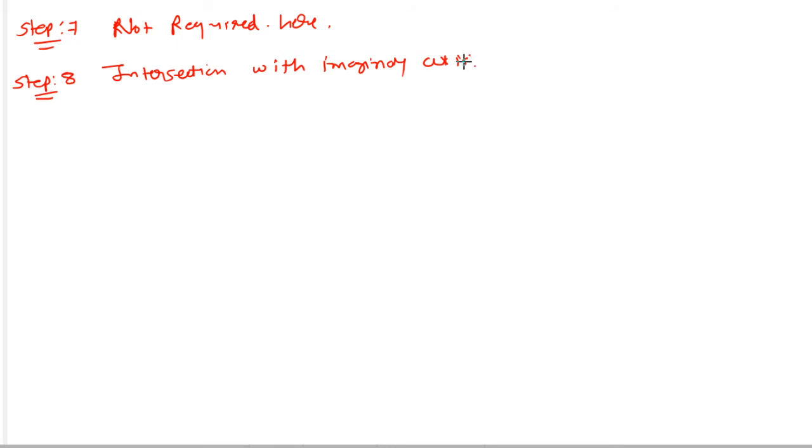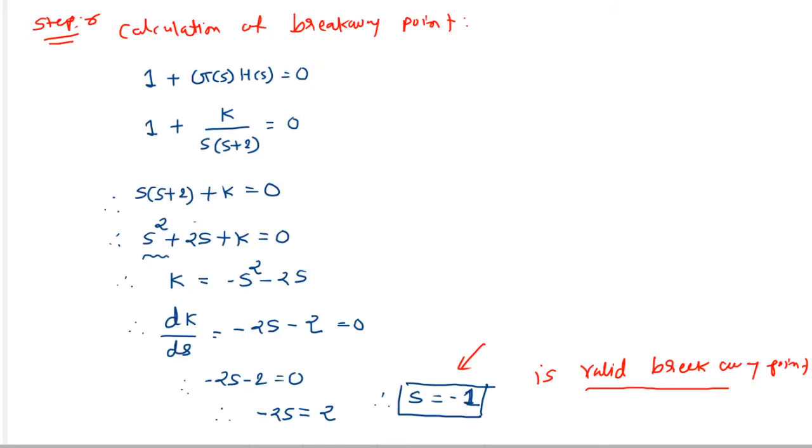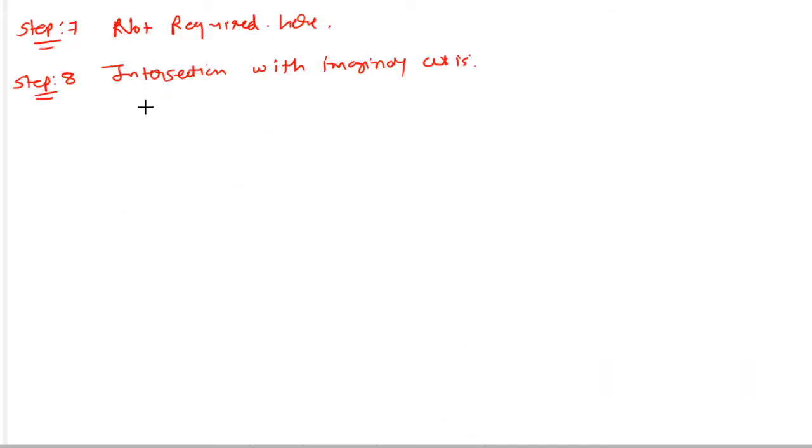Intersection with imaginary axis. Okay, now we know that our characteristic equation is s square plus 2s plus k equal to 0. Here we are using the Routh array, which we already discussed in the last video.